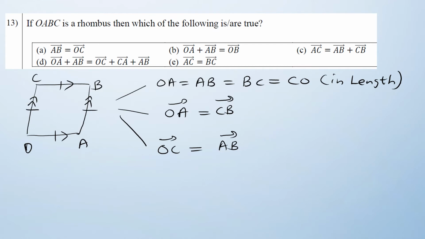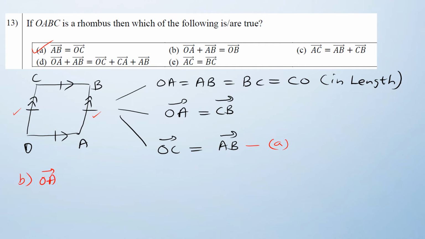So what about A? AB equals OC. AB is this side, equals to OC. That is correct. B.